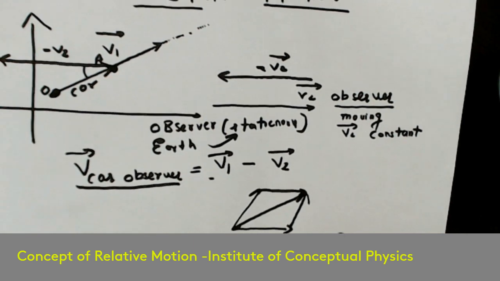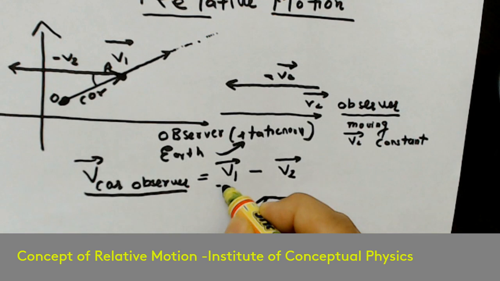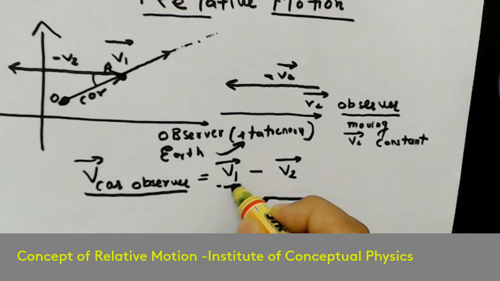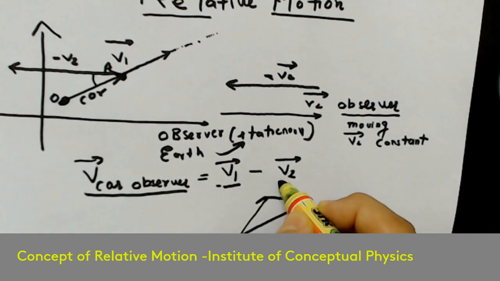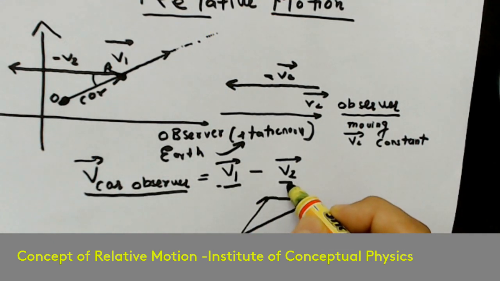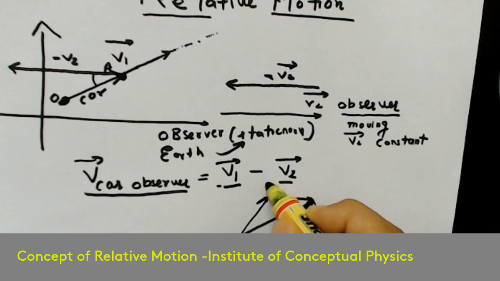So treat the relative motion as a resultant of two velocities. One, the velocity of the body under observation, which is the car, and the velocity of the observer getting subtracted from the car's velocity.